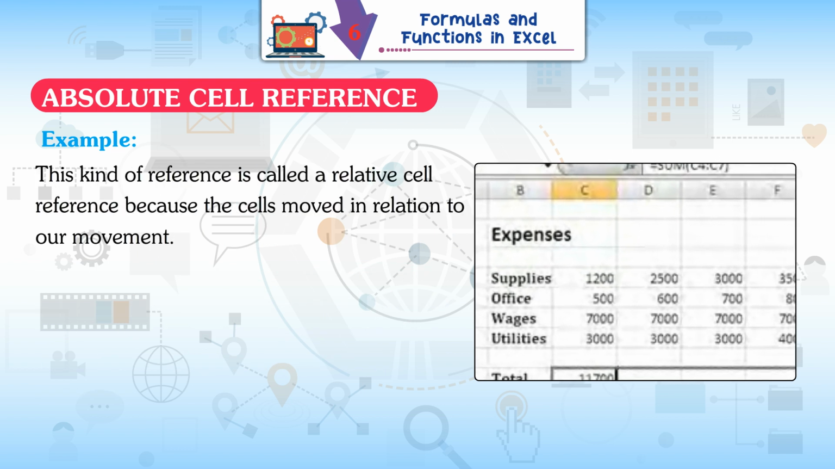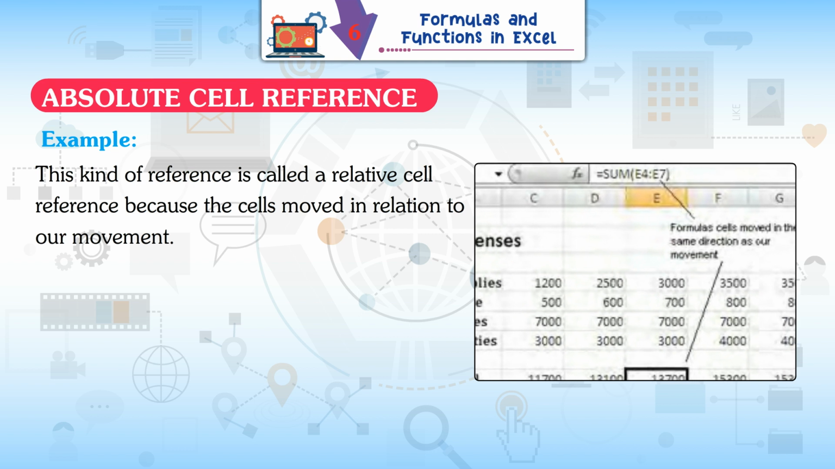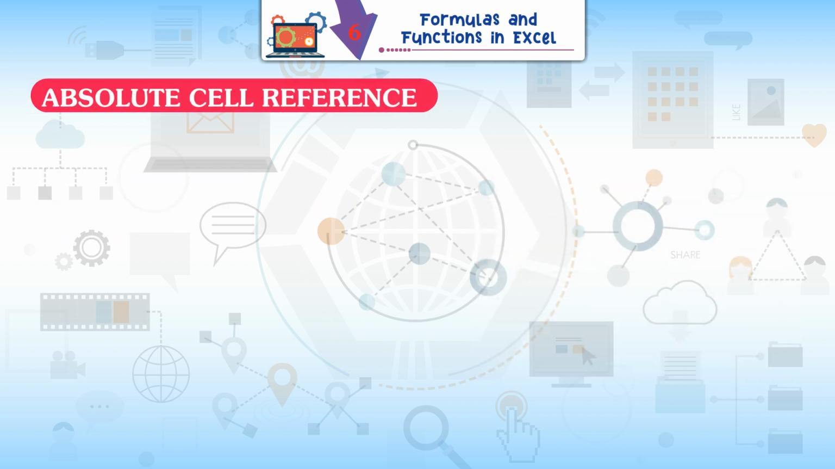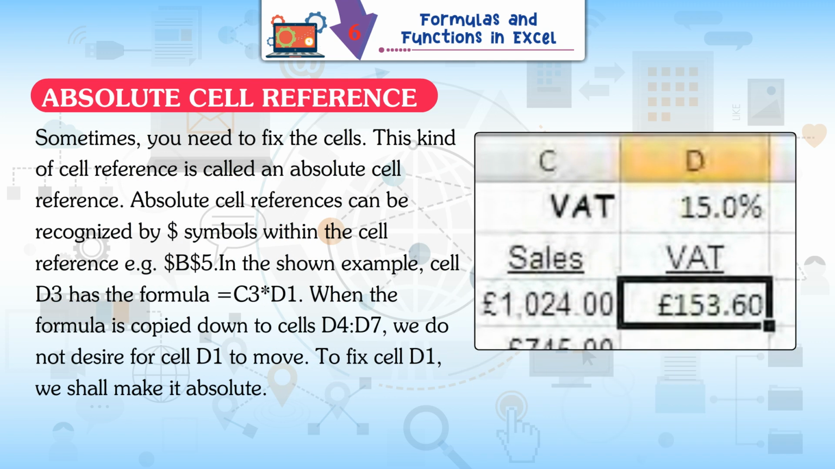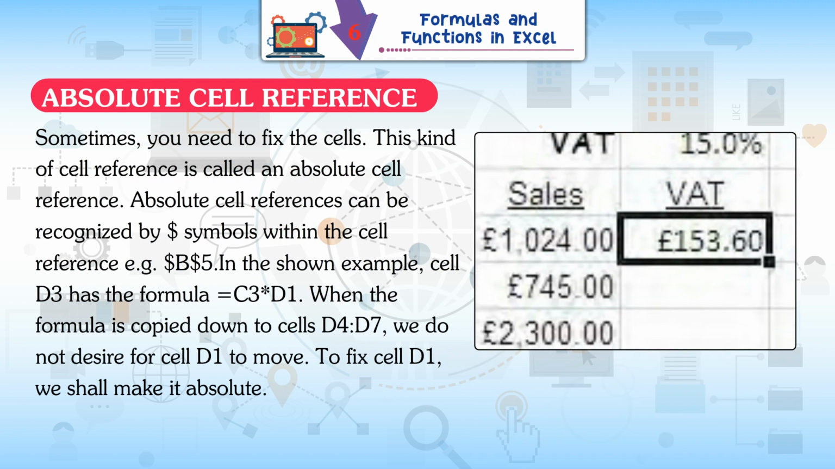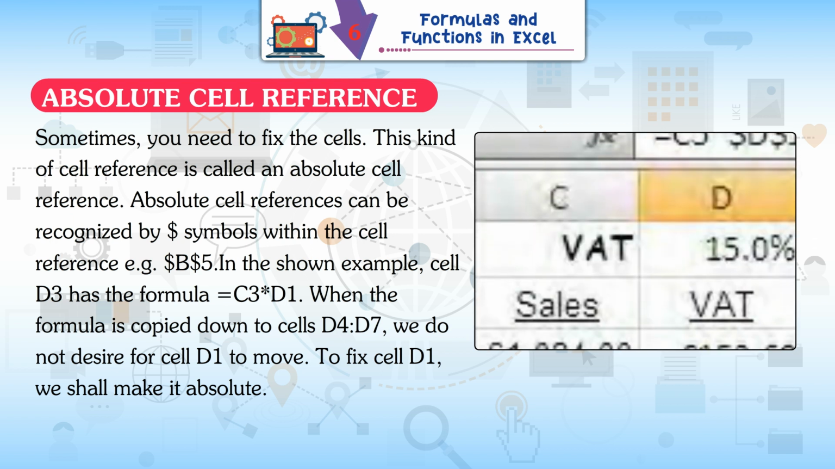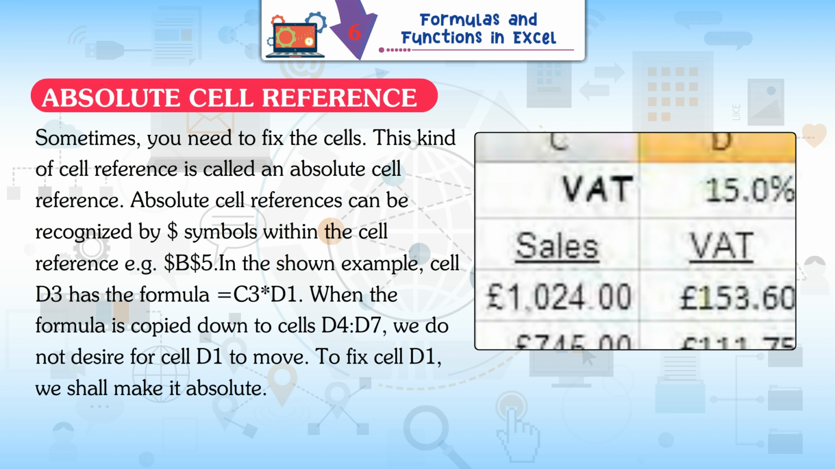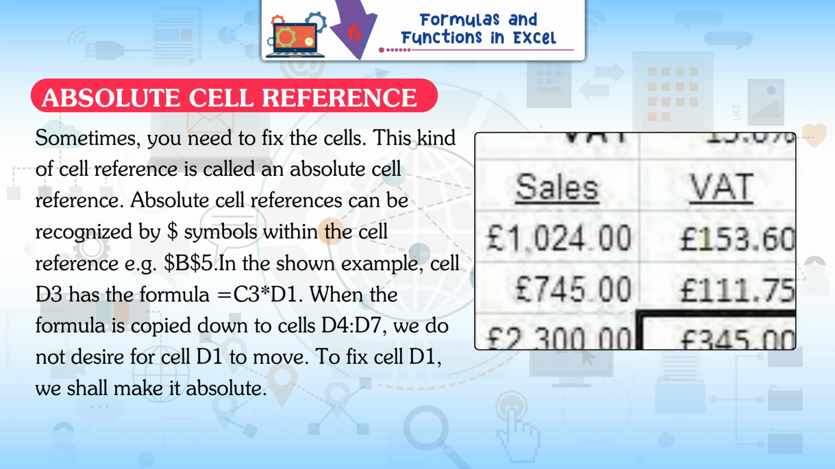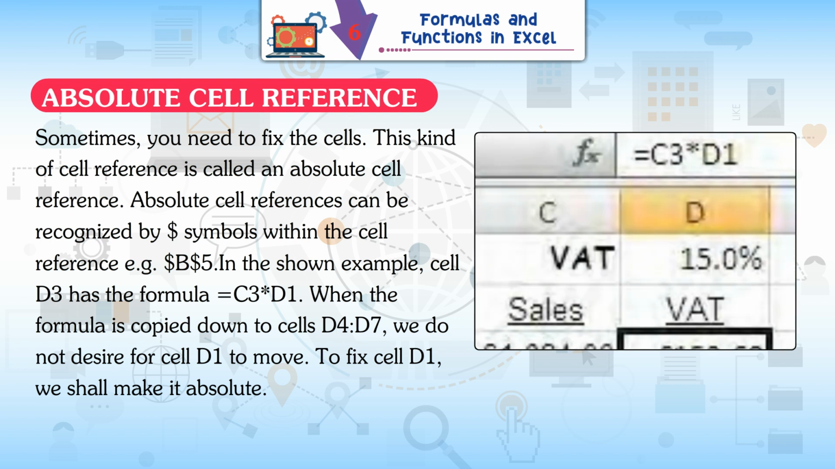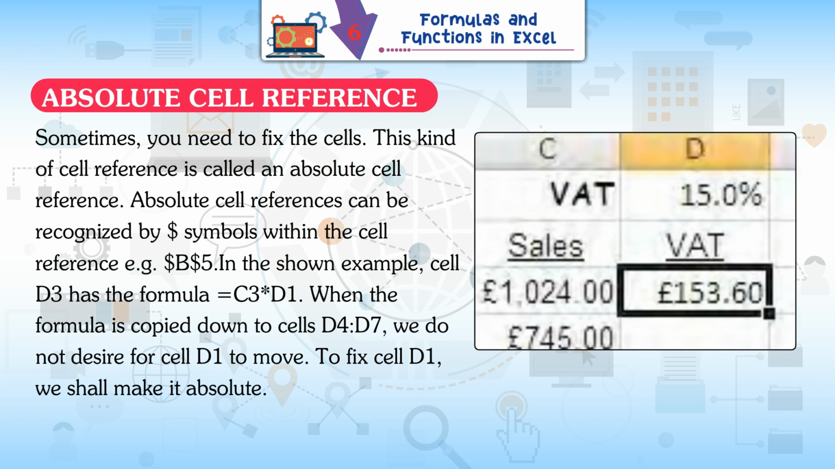This kind of reference is called a relative cell reference because the cells moved in relation to our movement. Absolute cell reference. Sometimes you need to fix the cells. This kind of cell reference is called an absolute cell reference. Absolute cell references can be recognized by dollar symbols within the cell reference, example $B$5.